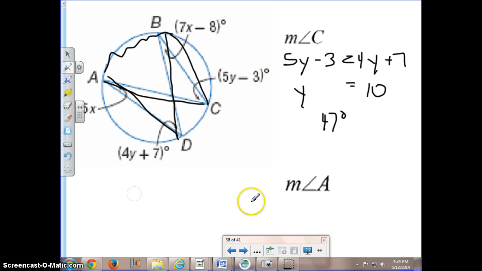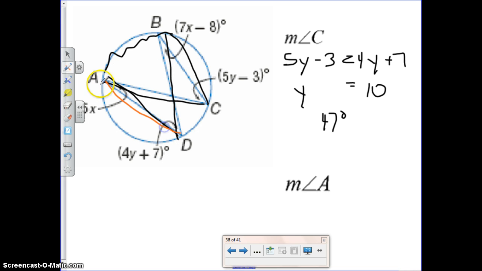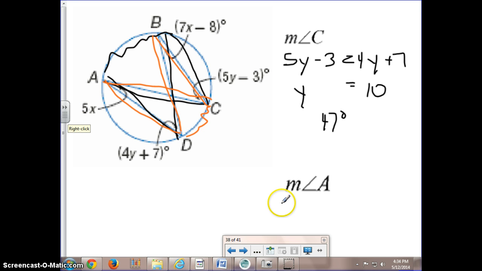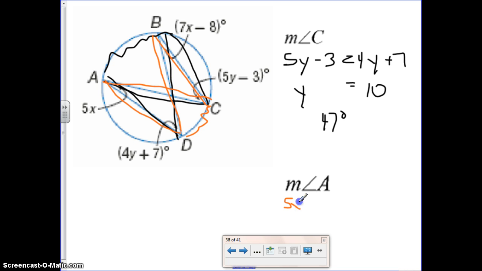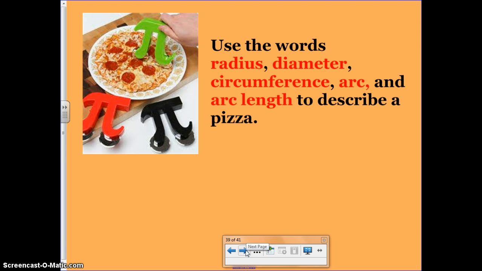Same process. If I change to looking at A, we know that A has this intercepted arc, and so does B. So could we set those equal to each other and solve? I think so. So we have 5x equals 7x minus 8. And then negative 2x equals negative 8. So x equals positive 4. So 5 times 4 is 20 degrees. All right. Would you be able to do this?